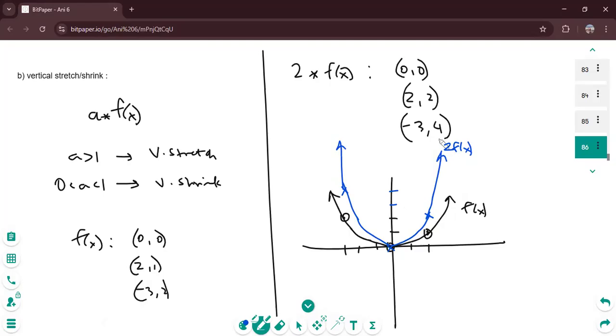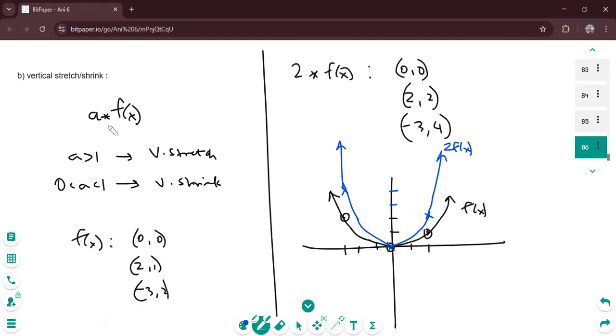All the y coordinates get doubled or get multiplied by 2, which therefore produces an effect that the original function kind of gets vertically stretched out. Imagine taking a rubber band and stretching it vertically up and down, with your two fingers. So that's what's happening here. And this is how you deal with a vertical stretch.